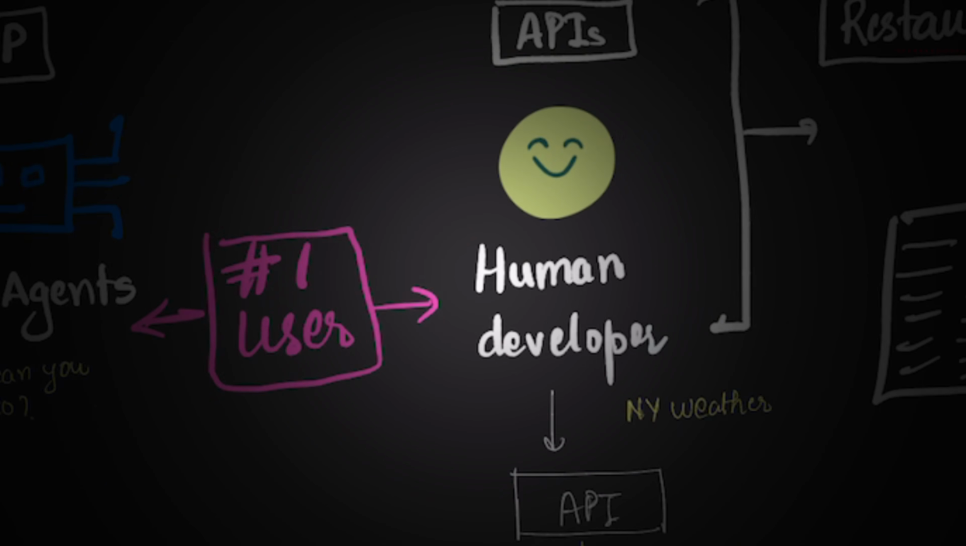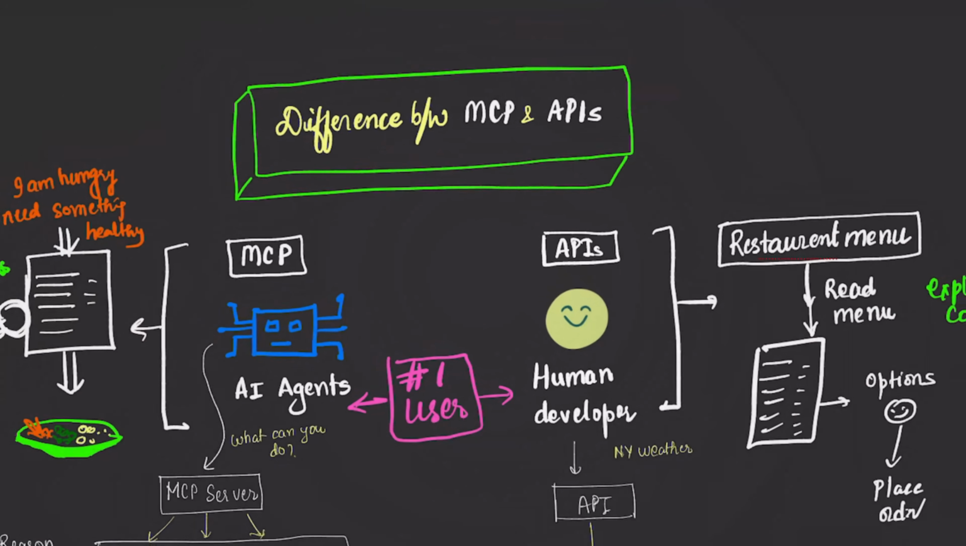APIs are designed for human developers, like I said earlier. When you use an API, you read the documentation. You understand the available endpoints, the data formats, the authentication methods, and then you write explicit code to call a specific endpoint, handle that response, and manage errors. The entire workflow is manually coded by you, the human developer.